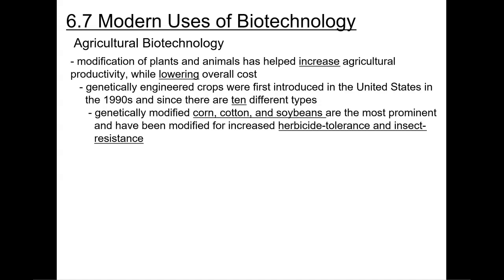With biotechnology, it's going to be really important in agriculture. With this, we have modification of plants and animals. It helps to increase the agricultural productivity and lowers the overall cost. So genetically engineered crops were first introduced to the United States in the 1990s, and since then there are going to be 10 different types.